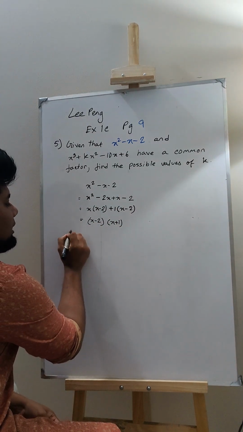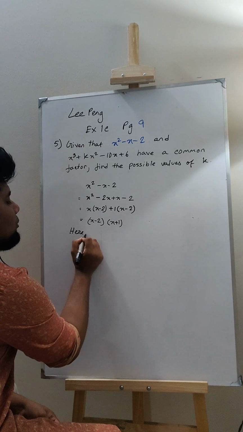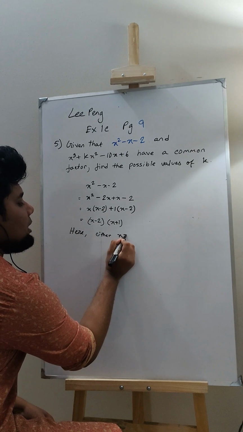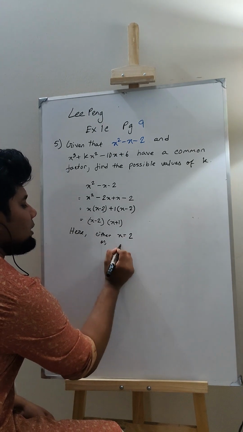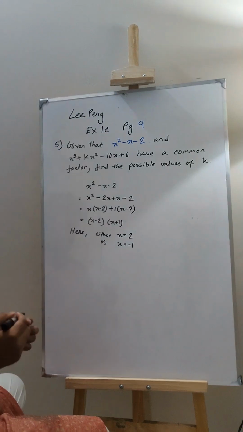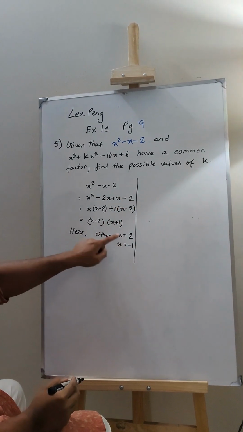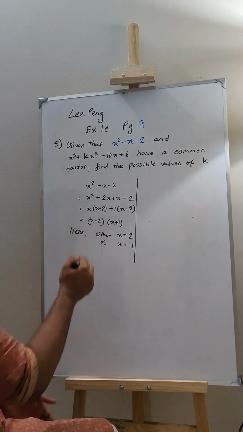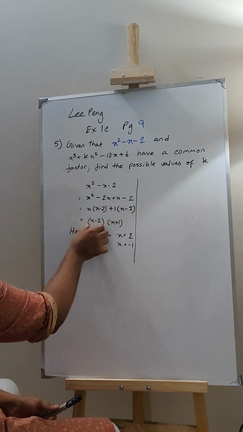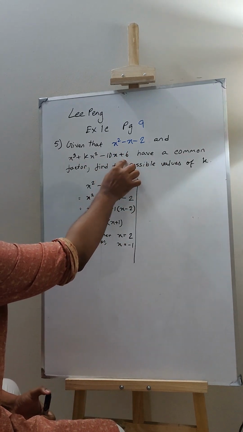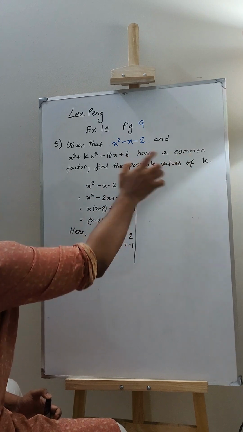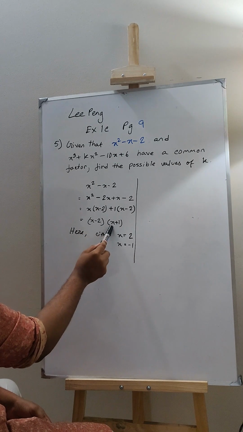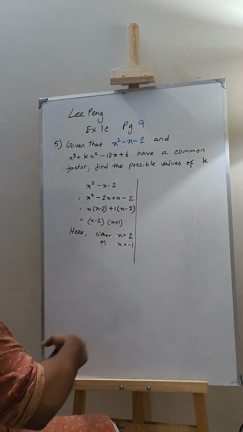So here we get two values of x. Either x equals 2 or x equals minus 1. These two values we will be putting here to find the possible values of k, because either one can be a common factor of this one with this expression. It says they have a common factor, but we don't know which one is the common factor. So we will have to try with both.